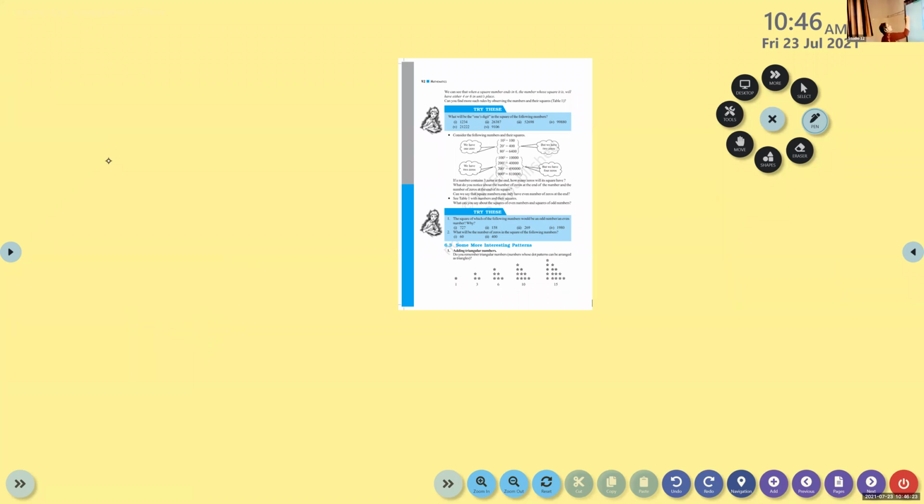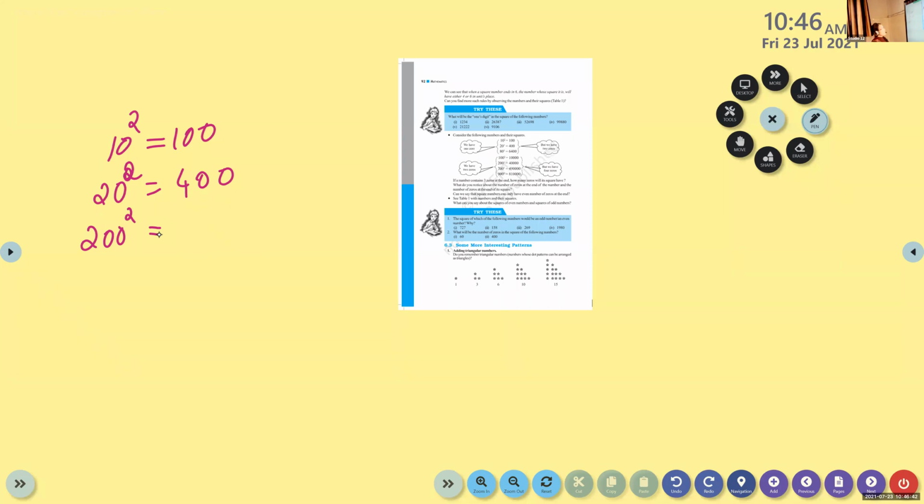Find the square of the following. 10 square is 100. 20 square is 400. Then what is 200 square?